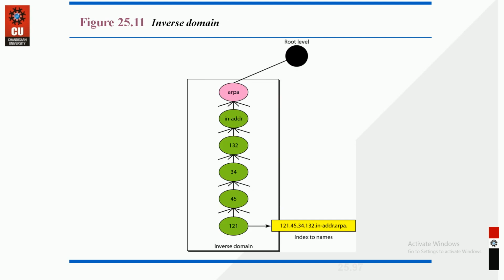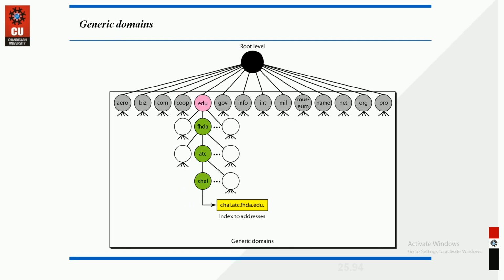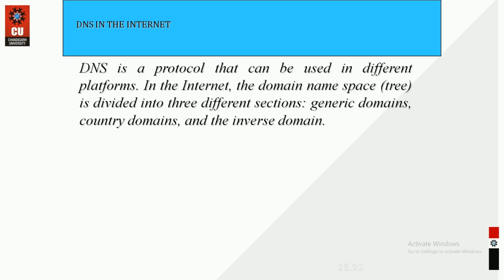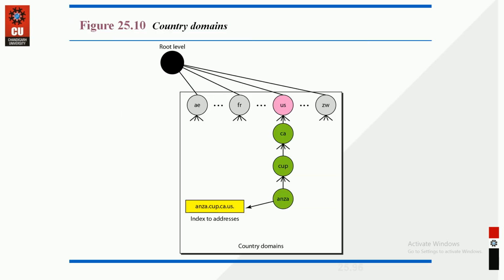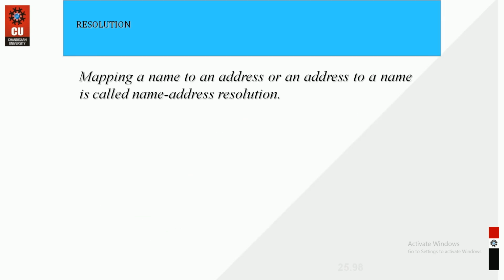Now, how does the inverse domain work? It simply gives the address, for example 121.45.34.32, in address and ARPA. ARPA, as we have already discussed, is one of the spaces that we have distributed from the root itself, right?